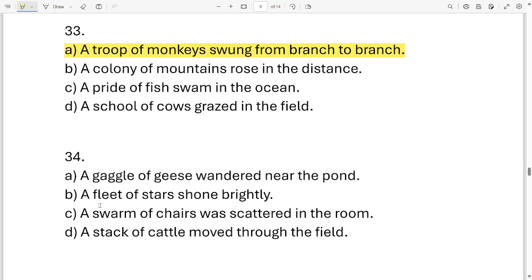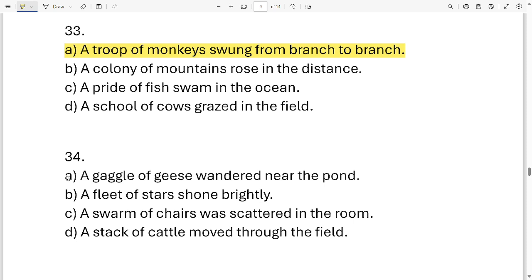Next question. A gaggle of geese wandered near the pond. A fleet of stars shone brightly. The swamp of chairs was scattered in the room. A stack of cattle moved through the field. Now, which of these sentences is correct? Which sentence has used the collective noun correctly?